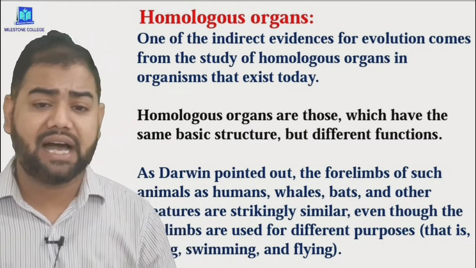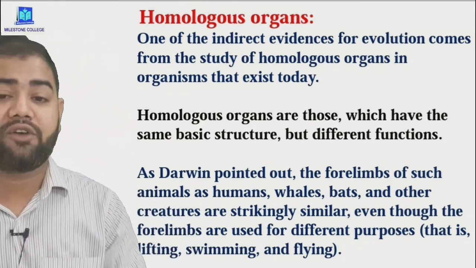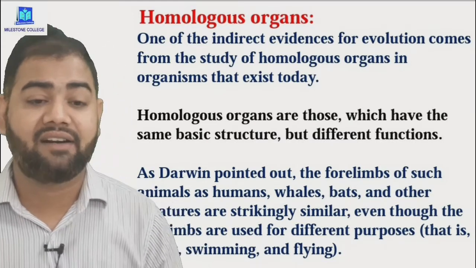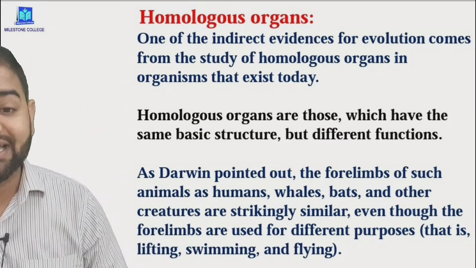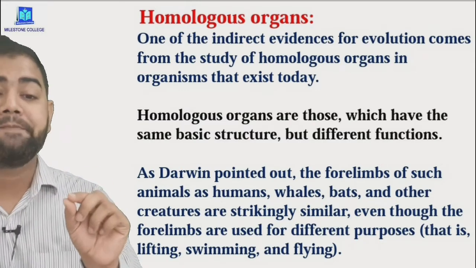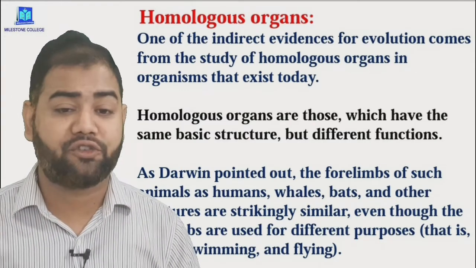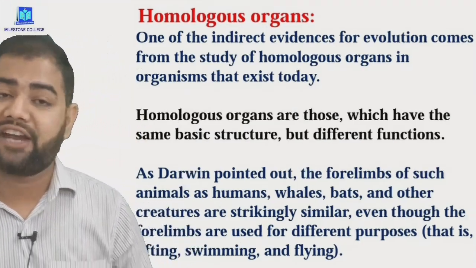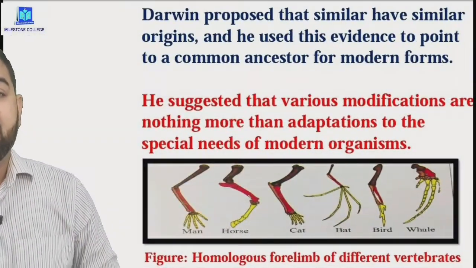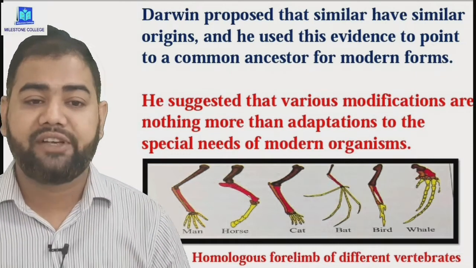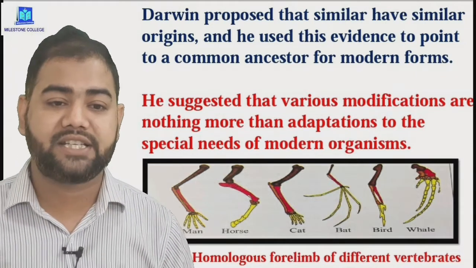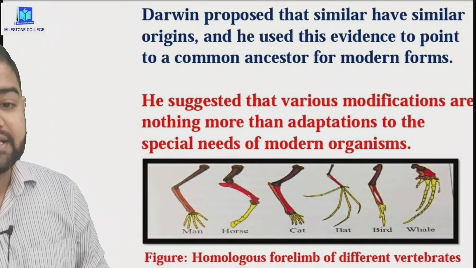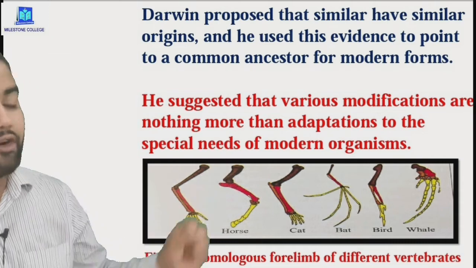As Darwin pointed out, the forelimbs of such animals as humans, whales, bats, and other creatures are strikingly similar, even though the forelimbs are used for different purposes, that is lifting, swimming, and flying. He suggested that various modifications are nothing more than adaptation to the special needs of modern organisms. Here are some homologous forelimbs of vertebrates.